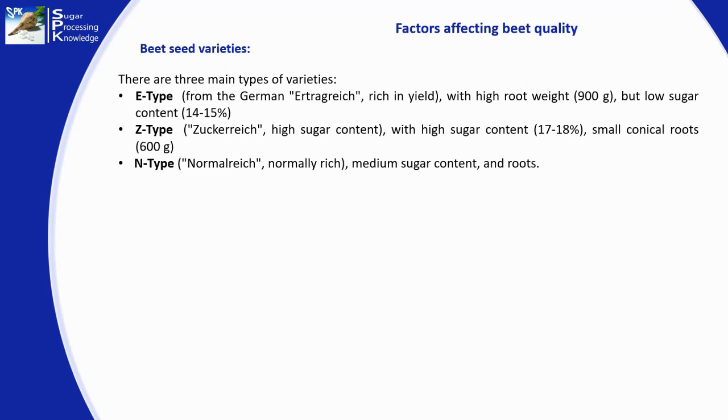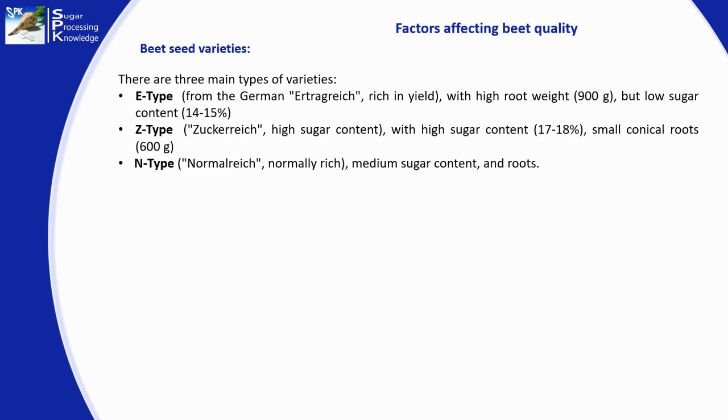The second type is the Z-type, from the German Zuckerreich, which means rich in sugar. This variety produces beets with a high sugar content of between 17% and 18%, and small conical roots with an average weight of 600 grams. Finally, there is the N-type variety, from the German Normalreich, i.e. normally rich. This variety produces beets with medium sugar content and roots.